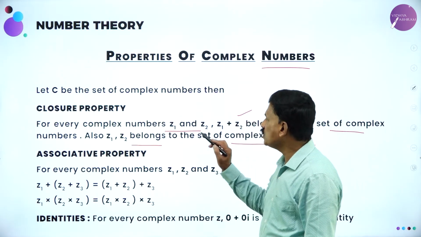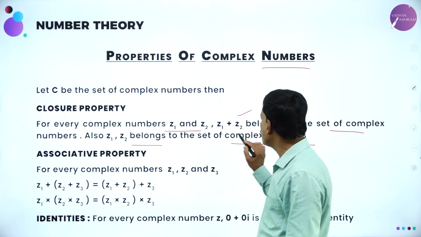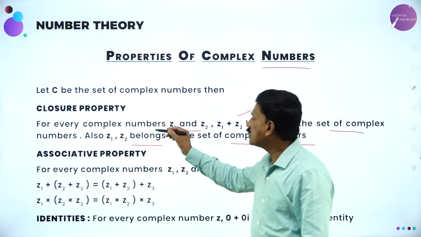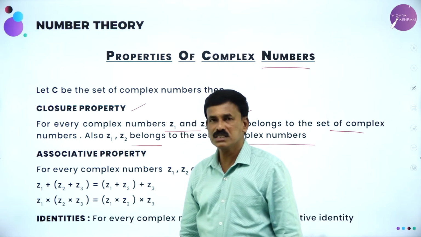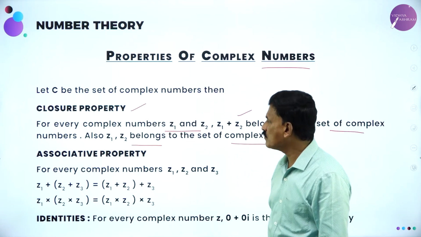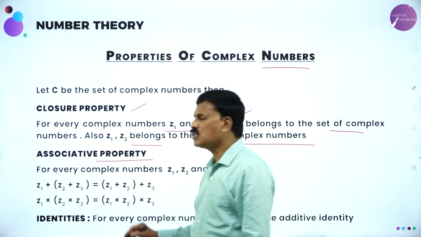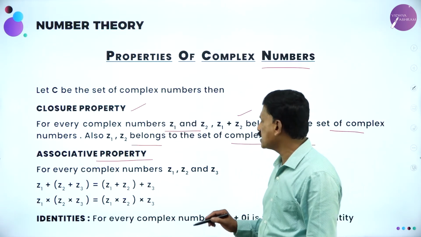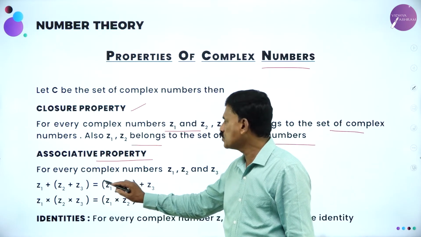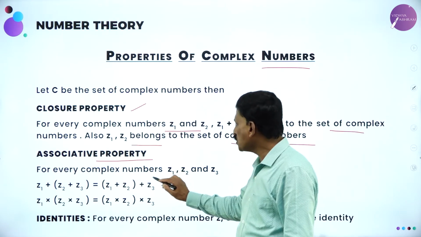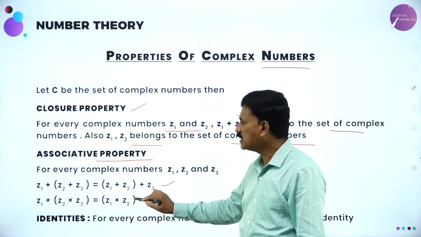So, that is for any two complex numbers Z1 and Z2, if Z1 plus Z2 belongs to the set of complex numbers, then we are going to say closure law is verified, closure property is verified. Next, associative property. For any three complex numbers Z1, Z2 and Z3, if (Z1 plus Z2) plus Z3 is equal to Z1 plus (Z2 plus Z3), that is associative property with respect to addition.